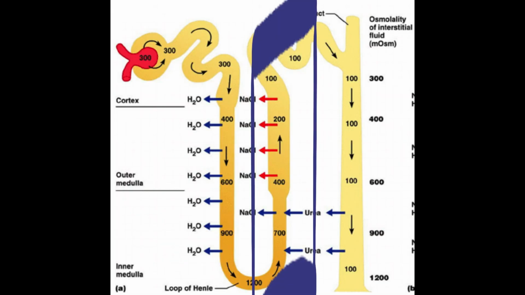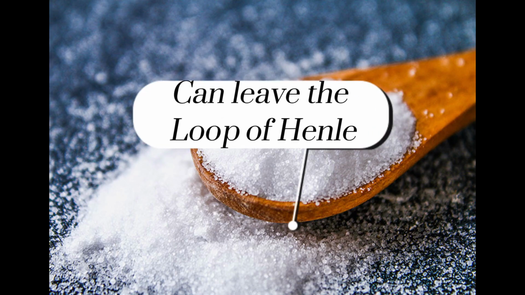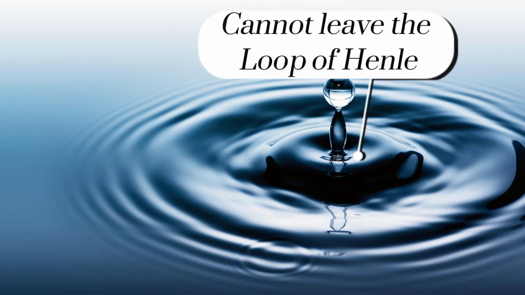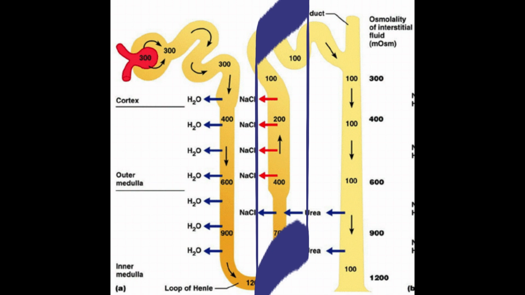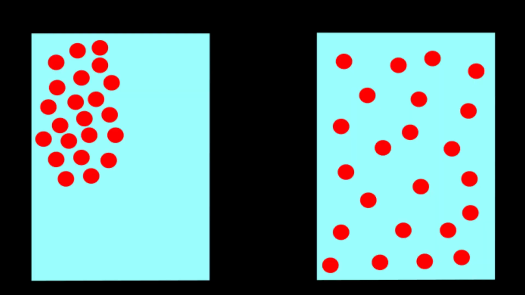The ascending section is the opposite. It is permeable to salts, but impermeable to water. The distal convoluted tubule is also impermeable to water, so reabsorbs only salts. Both the ascending section of the loop of Henle and the distal convoluted tubule absorb salts by diffusion.